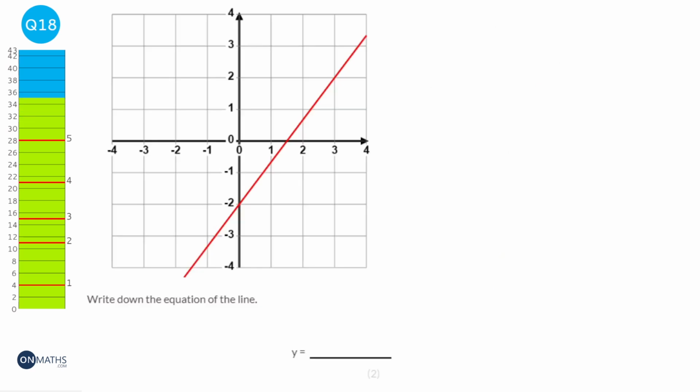We can write the equations of all linear graphs as y equals mx plus c, with m being the gradient and c being the y-intercept.